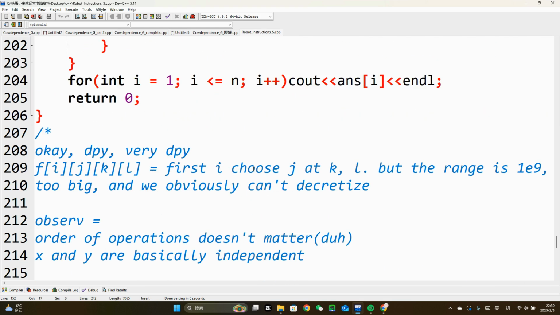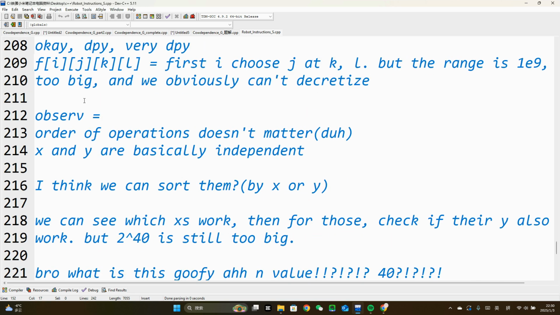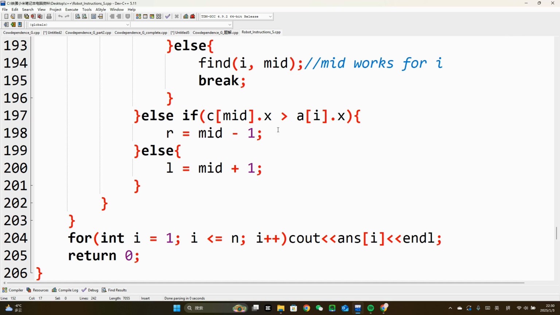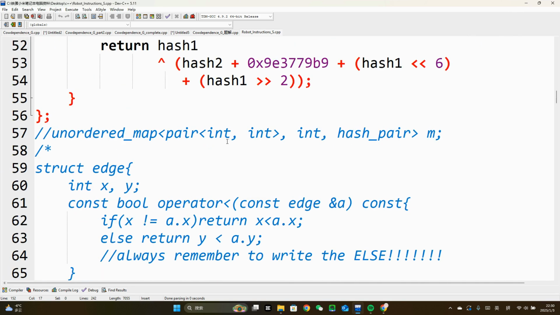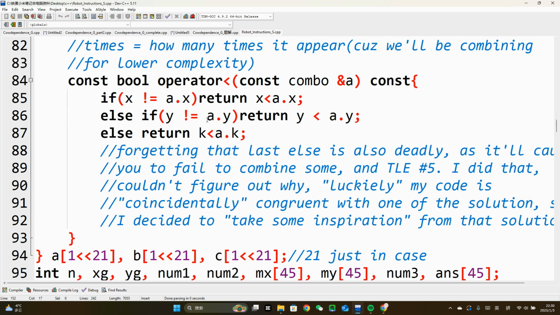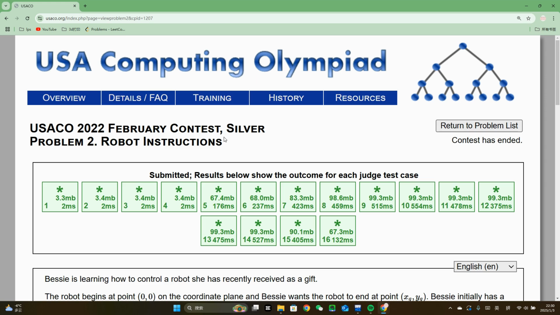I have a detailed process of my thinking and struggling during the mock contest in the comments after the code. You don't have to look at that, but I strongly suggest looking at the code and the explanation before the code and in the code, because those explain what the code is about. And yeah, this is a good problem, and thank you so much for watching this video. I hope after this you know how to solve this really good problem, 2022 February contest silver problem 2, robot instructions.